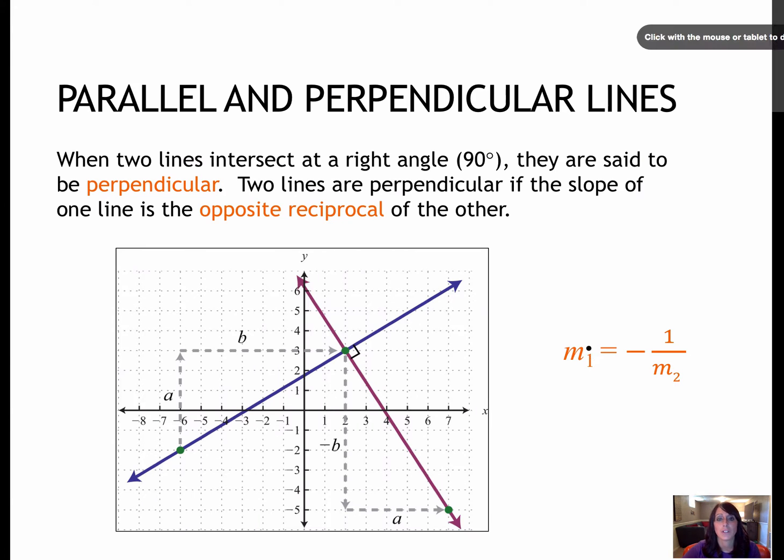Perpendicular lines, however, their slopes are not equal. Notice here a perpendicular line is where it's going to make a 90-degree angle. And to make a 90-degree angle, the slopes must be opposite reciprocals, which means whatever my first slope is, I need to flip it upside down and change the sign. Flip it upside down, change the sign. So opposite, that's changing the sign. Reciprocal, meaning we're going to flip it upside down.